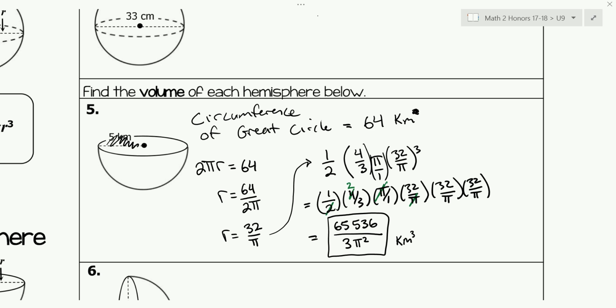3 pi squared. I'm multiplying the denominators of these fractions that are left over. So 3 times 1 is 3, and then pi times pi is pi squared. Because I've canceled the other pi's out. Okay.